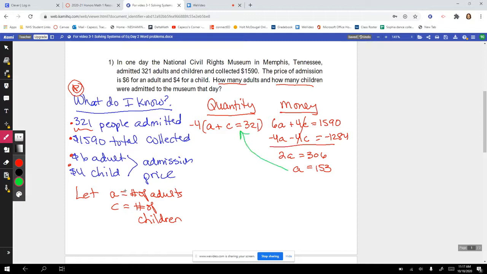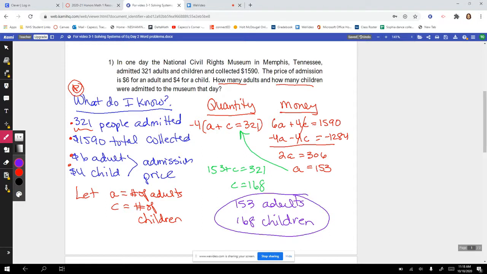I go back to the other equation that I worked with already. And I have 153 plus c is equal to 321. So I know there were 168 children. So again, the bottom line says how many adults and how many children. So I don't want to leave it just as a and c or in a coordinate form. It's a word problem. I want words in my answers. So I have 153 adults. And I have 168 children. Now, again, you would go back on test day for sure and substitute these both into both equations to make sure it makes sense.